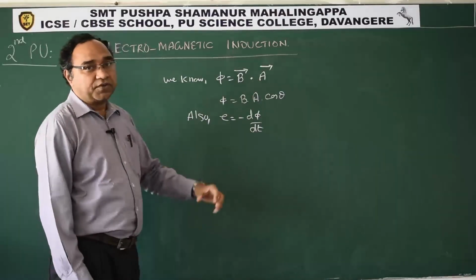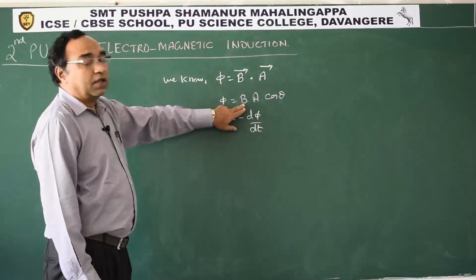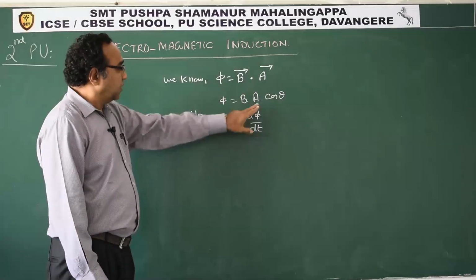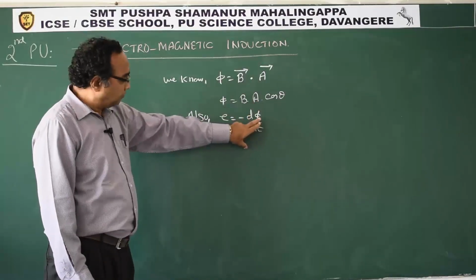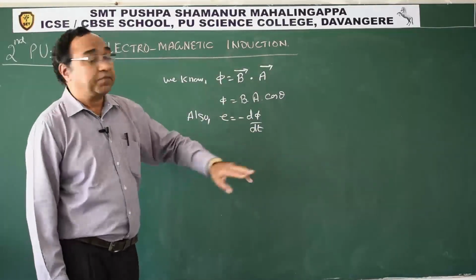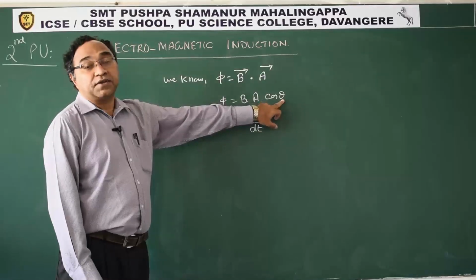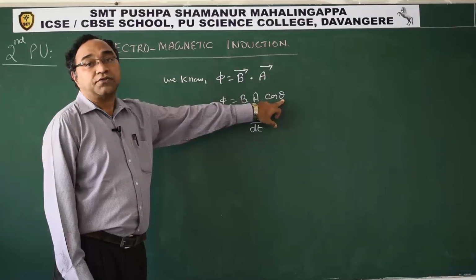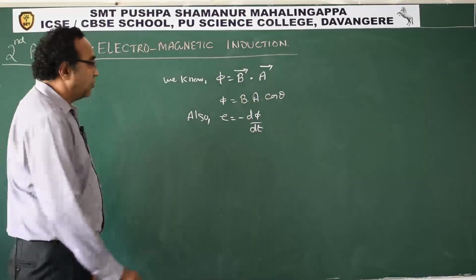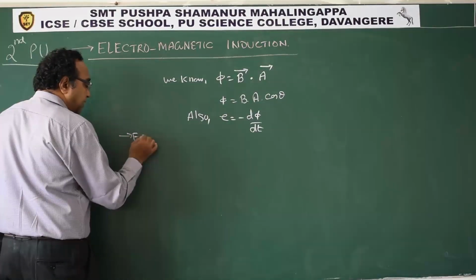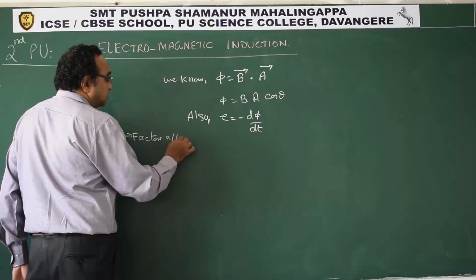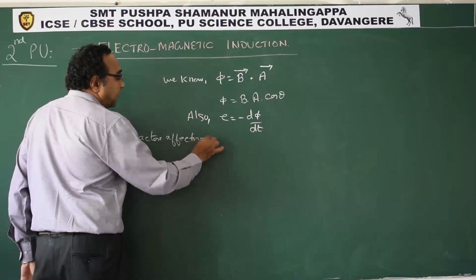So using this concept, what we can say is, if B changes, flux changes, EMF is induced. If A changes, flux changes, EMF is induced. And the third factor which can be there is angle, orientation. If the orientation of the coil changes, flux changes, so EMF is induced. So what we can say, factors affecting induced EMF.